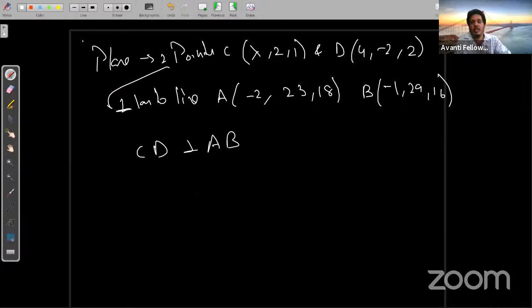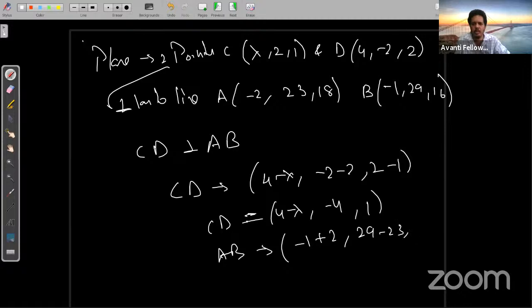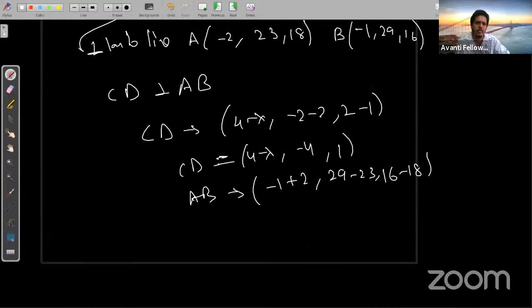Now try to find vector CD. X2 minus x1, y2 minus y1, z2 minus z1, right? So that will be 4 minus lambda, minus 4 and 1. This is the vector CD. And what is the vector AB? It is minus 1 minus minus 2, 29 minus 23 and 16 minus 18. Understood, Sankalp? So how much are we getting for AB? It is 1 comma 6 comma minus 2.